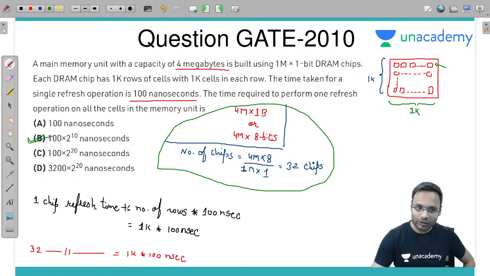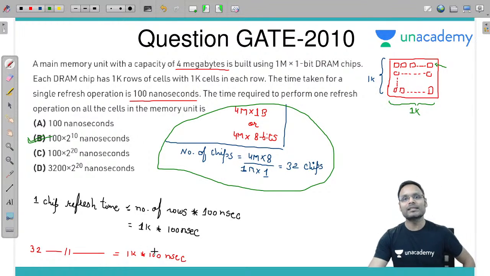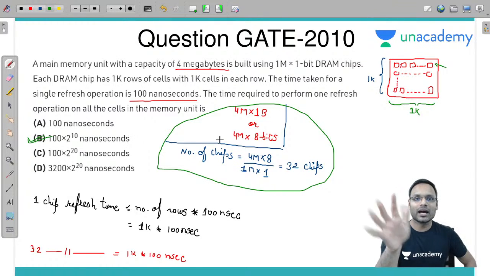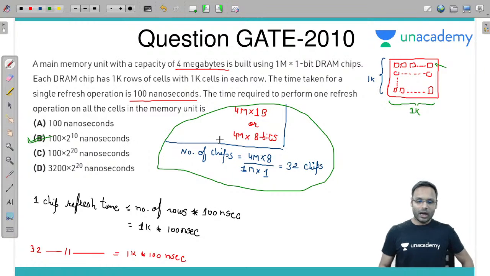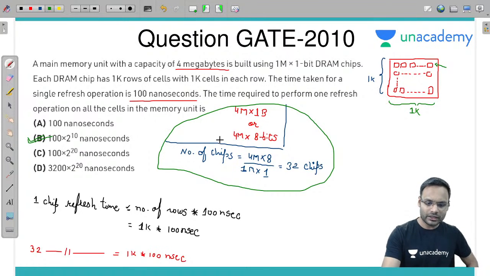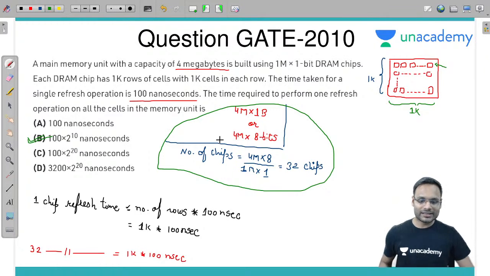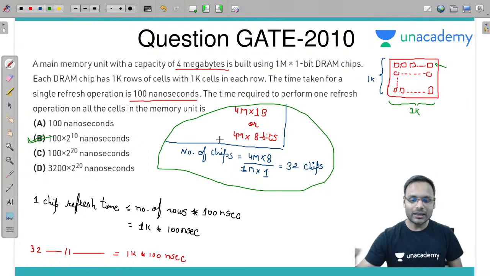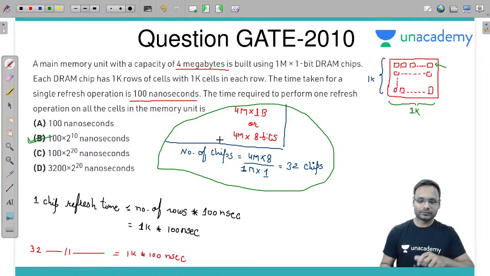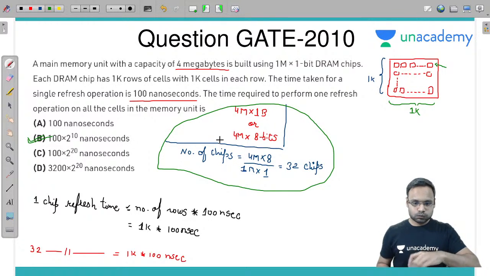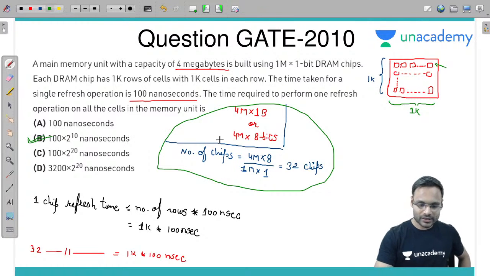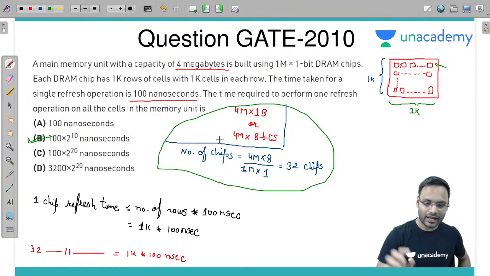So you will calculate one chip refresh time, this much. All the chip refresh time is exactly same. Number of chips निकालने का जरूरत नहीं पड़ेगा. I hope you guys are understanding this point simply. Are you understanding this particular point or not?